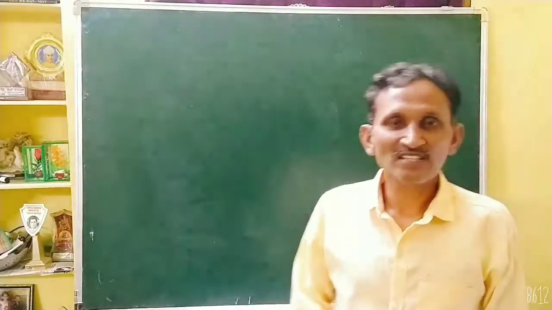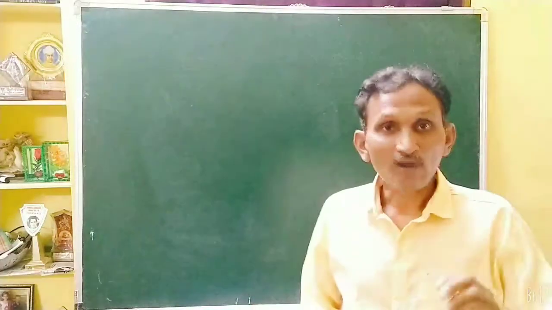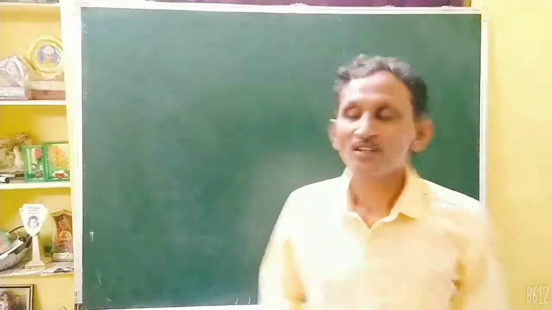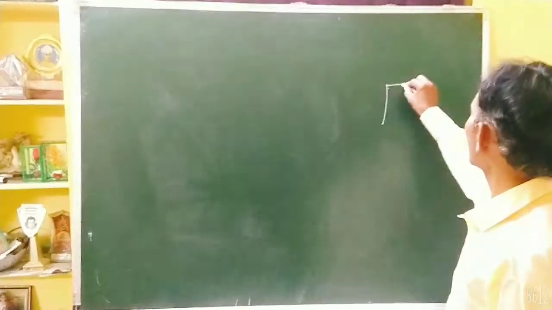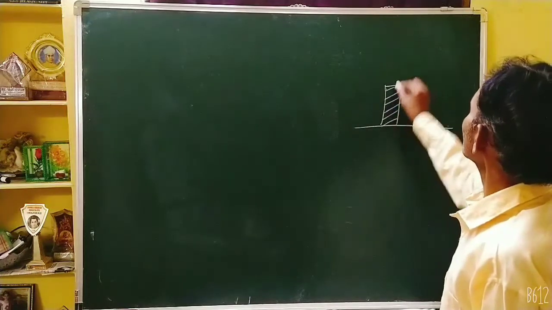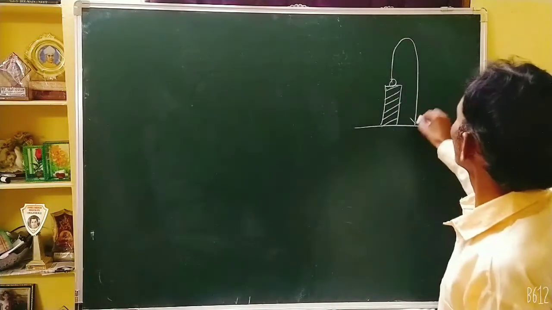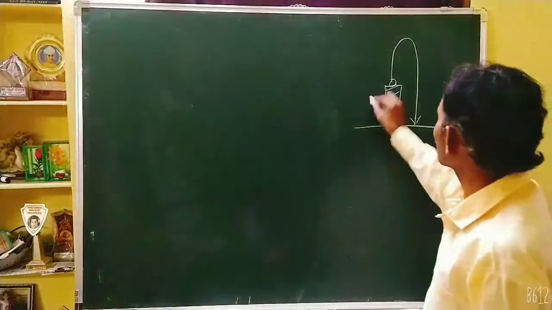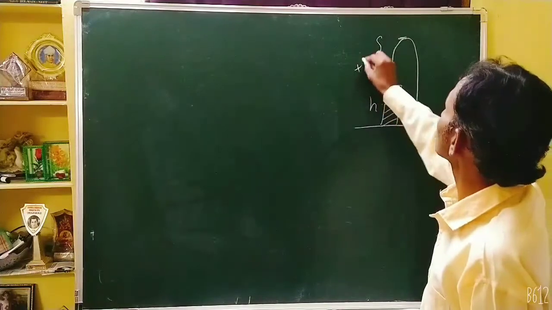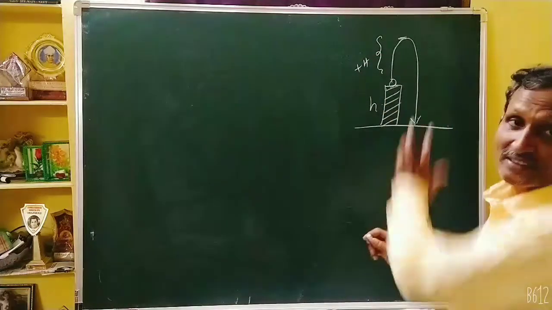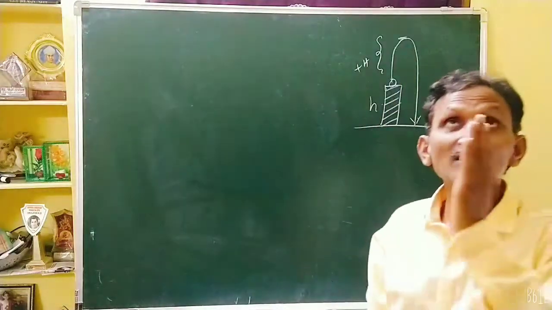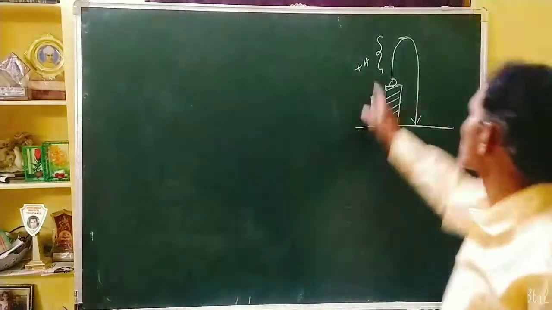In the previous class we discussed the body projected from the top of a tower. Here we have considered one body projected from the top of a tower. The height of the tower is h. Here I am taking the displacement in the upward direction, along the positive y-axis, so it is plus h.